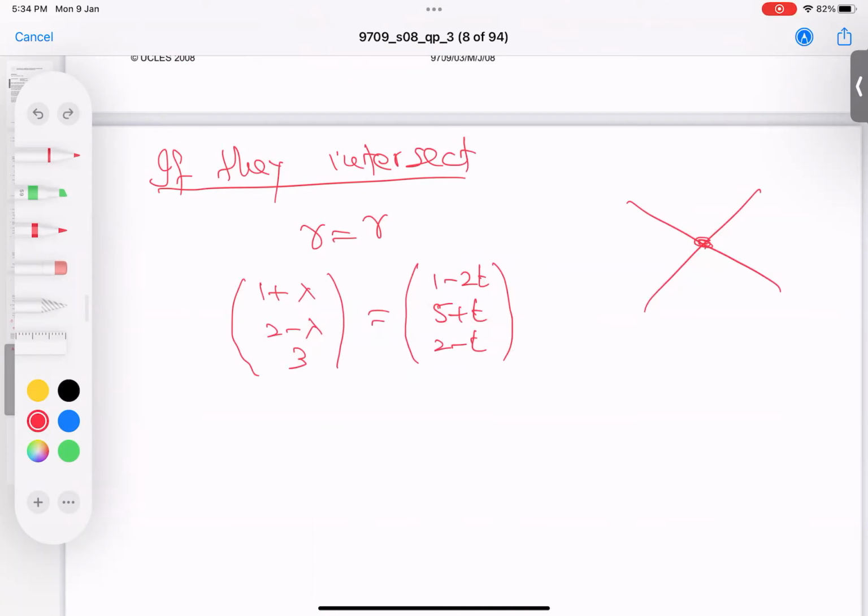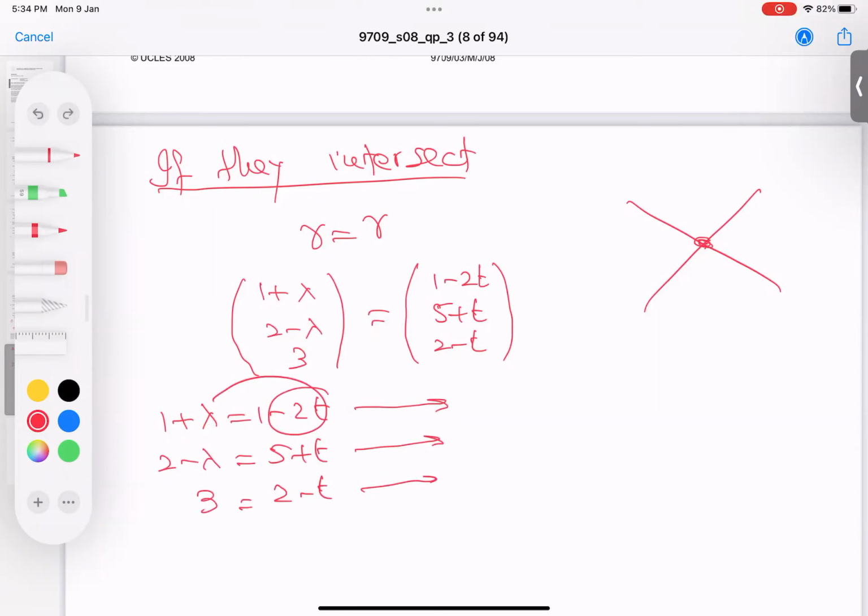So I'm going to make 3 equations. 1 plus lambda equals 1 minus 2t. 2 minus lambda equals 5 plus t, and third, 3 equals 2 minus t. Now I finalize the 3 forms. I bring 2t here and 1 to the other side. Ultimately, lambda plus 2t equals 0. Equation number 1 is ready. Now here, a similar approach. I will bring this here, or I can bring lambda to the other end, so lambda becomes positive. t is already positive.